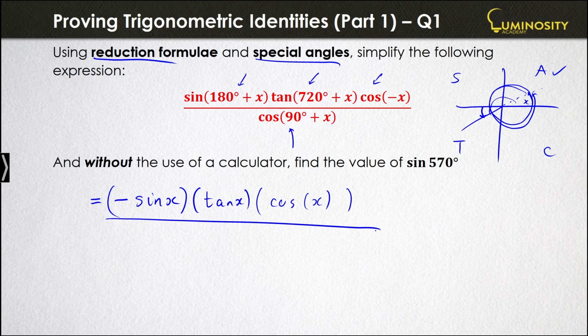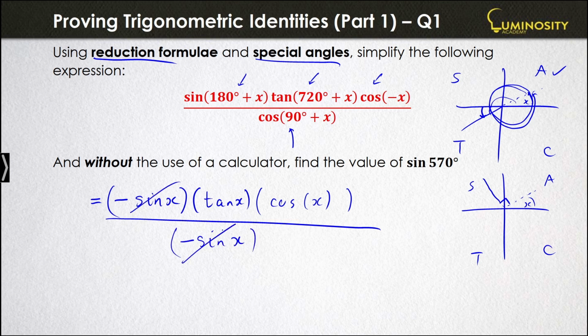All divided by cos of 90 plus x. So now you are reducing off the vertical line. If I have x here in my first quadrant, then moving it over 90 degrees puts it in the second quadrant, where cos is negative, and the ratio changes because you're reducing off the 90 degrees, the vertical. Co-ratios means it becomes sine of x, and negative because cos is negative in the second quadrant. So negative sine x divided by negative sine x will divide each other out, and you're left with tan x times cos x.